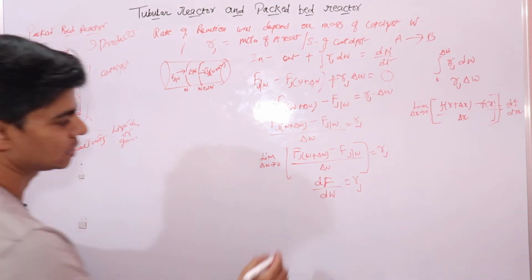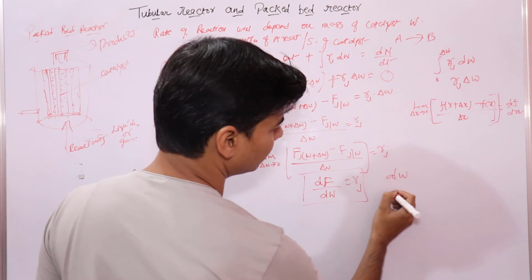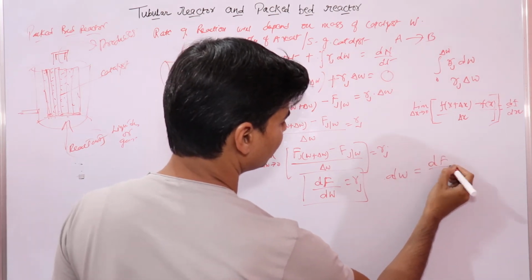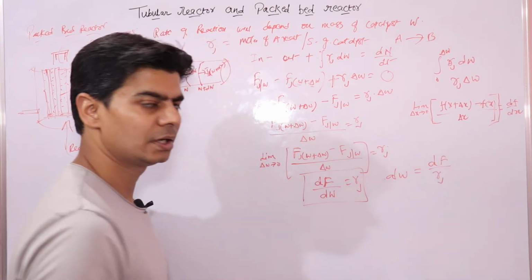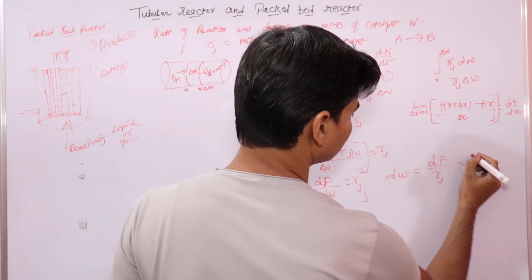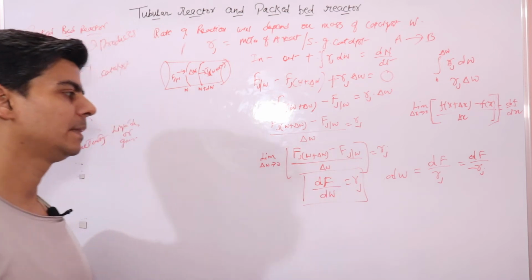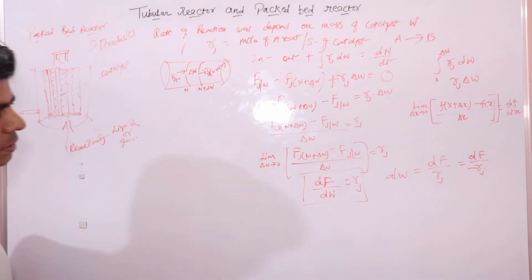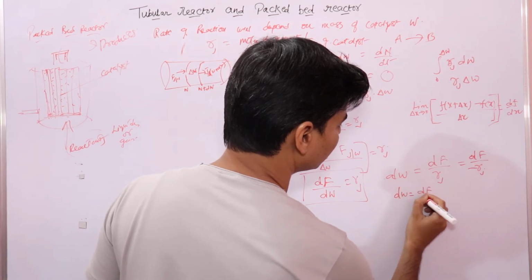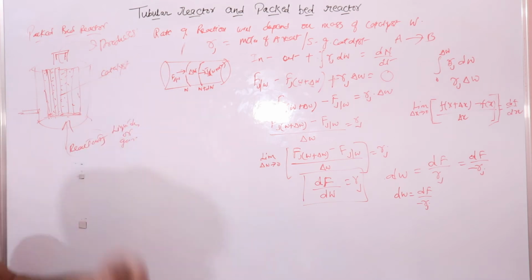So this is the expression that you will get, or we can write it like this: dW is equal to dF upon Rj. Since the rate of concentration of reactants will go down, we can also write it like this: dF equal to minus Rj. This is the expression, and if you remember, this is the same expression that we have derived for the tubular reactor.